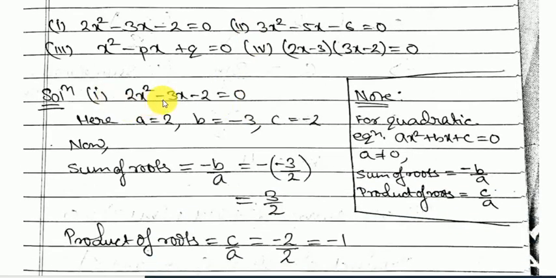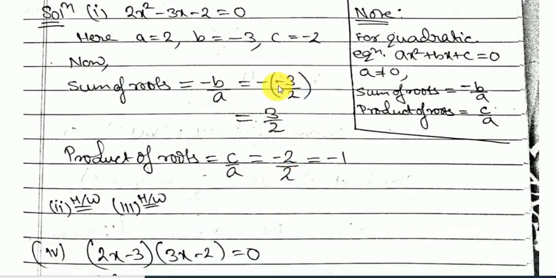So the first one is 2x squared minus 3x minus 2 is equal to 0. Here a is 2, b is minus 3, c is minus 2. You note that in the first lecture only we had discussed these things. We had seen what we are going to have as the sum of the roots and the product of the roots. If you have a quadratic equation ax squared plus bx plus c is equal to 0, then the sum will be minus b upon a, and the product will be c upon a. So here, sum of the roots is minus b upon a. Substitute the values, you get the answer.